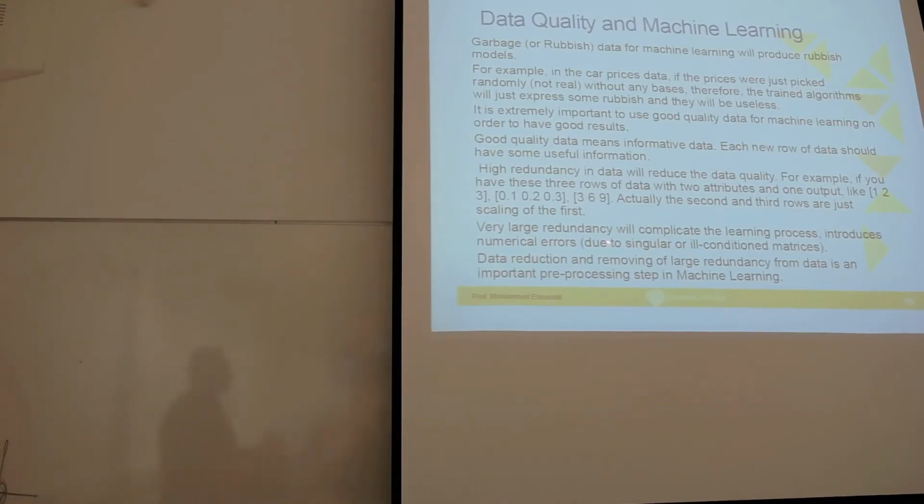Very large redundancy will complicate the learning process because you have large data, and it also introduces numerical errors, because many of our machine learning algorithms, as we saw last lecture, are based on the inverse of some matrix, for example. If you have repetition or highly correlated data, then you will have a singular or ill-conditioned matrix, which cannot be inverted with high reliability. So data reduction is based on removing this redundant data.